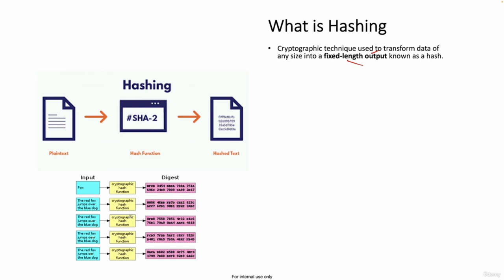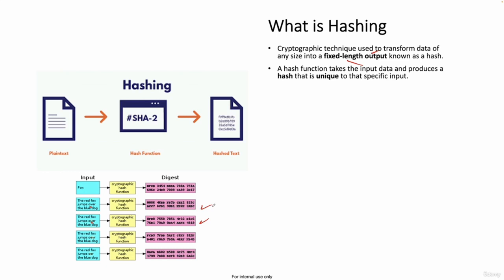Another key important thing you need to notice here is the value that you are getting. So here, the red fox jumps over the blue dog, and here the red fox jumps over the blue dog with just a small modification. If you see, this V has been changed to a U, and you will see that you get an altogether different output. That is the beauty of hashing, right? So it is a cryptographic technique which is used to transform data of any size into a fixed length output.